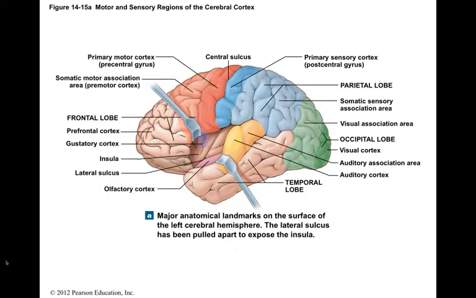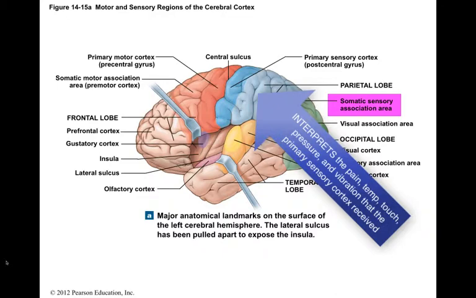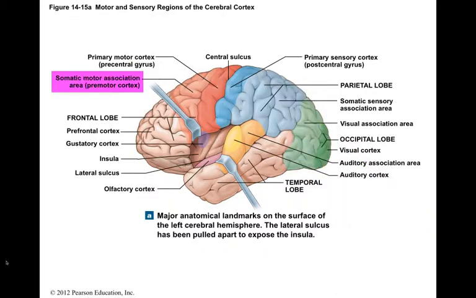Association areas are regions that either interpret the sensory information from the sensory cortex, or coordinate motor commands into an appropriate response. In other words, the sensory association areas monitor and interpret information arriving at the sensory cortex, and the motor association areas coordinate a motor response.